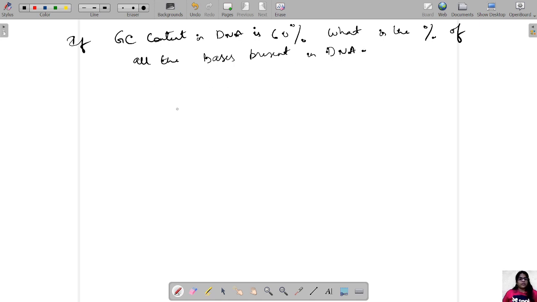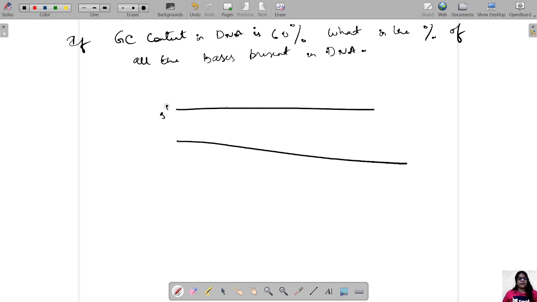So you all know that. Let's draw a linear form of DNA. Example, let's say DNA. Okay, I'm just making it as simple as possible. So these are the two strands of DNA, and for example, if this is A, this should be T. If it is G, this should be C. If it is C, this should be G. If it is T, this should be A. So it is like that only. I'm just drawing it roughly. Now they told us the GC content given is 60%. If this is the 60%, what would be the other bases?